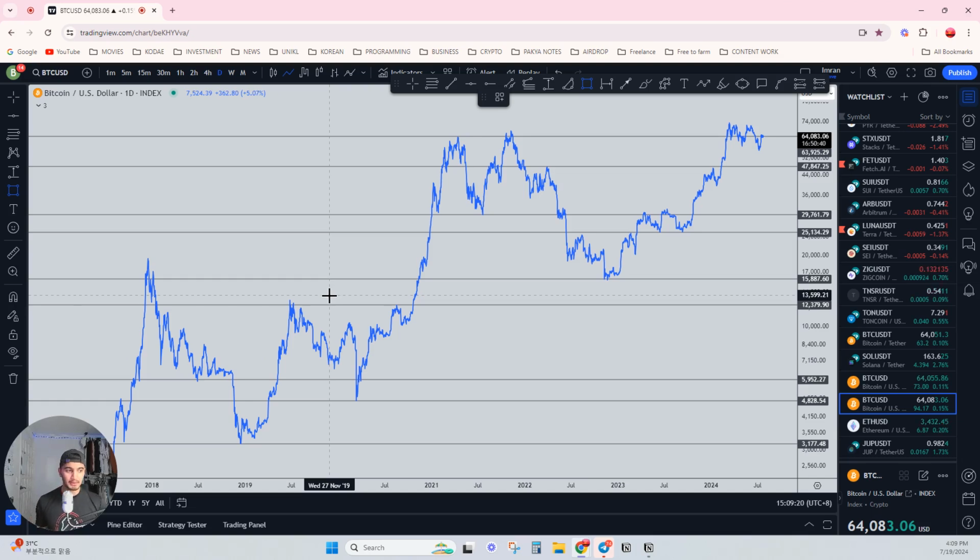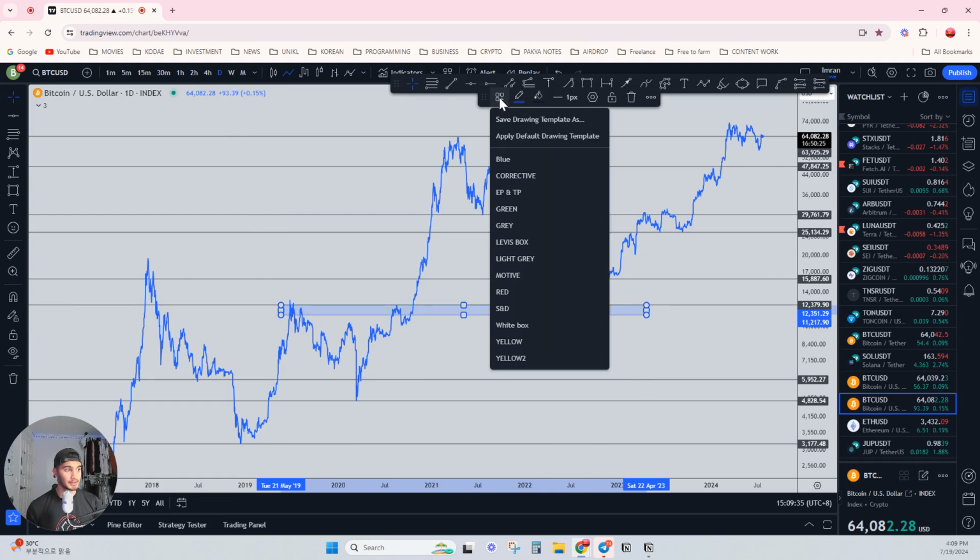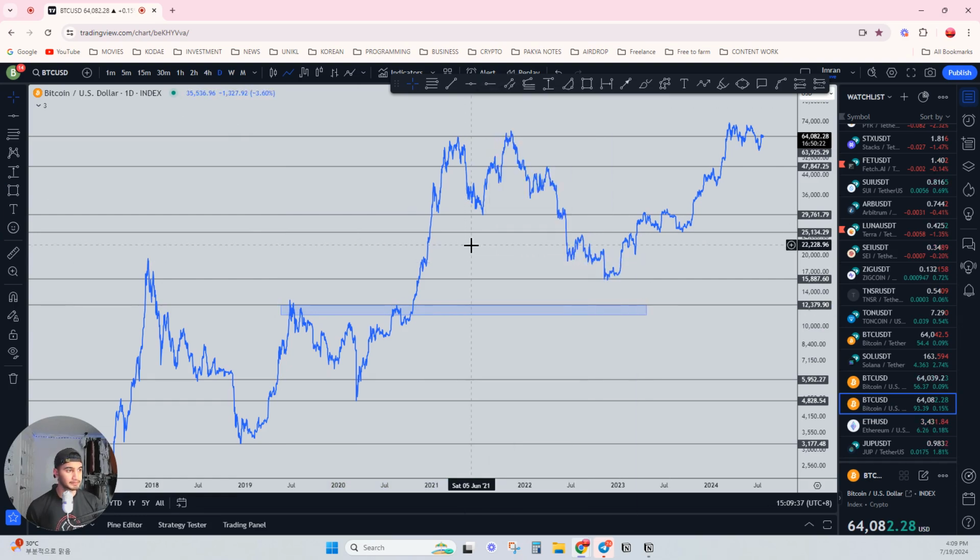Sometimes people mark support and resistance, they don't use lines, they use zones. For example, this resistance right here, we can use a box and make a zone. This zone, I'll make it in blue, is fine. So this can be a support and resistance zone. This is a resistance zone. We can make it right here, make some lines here.